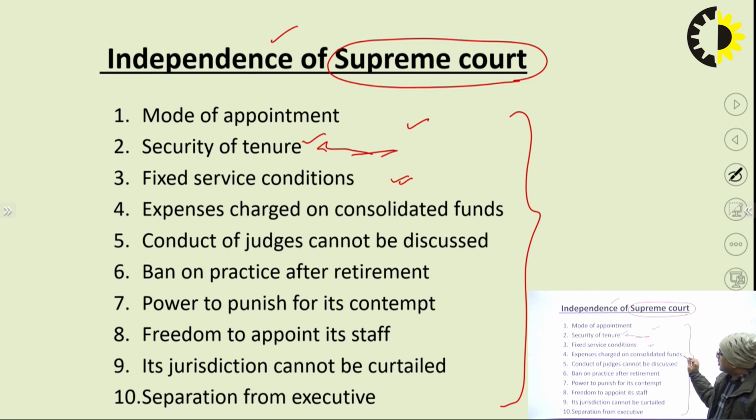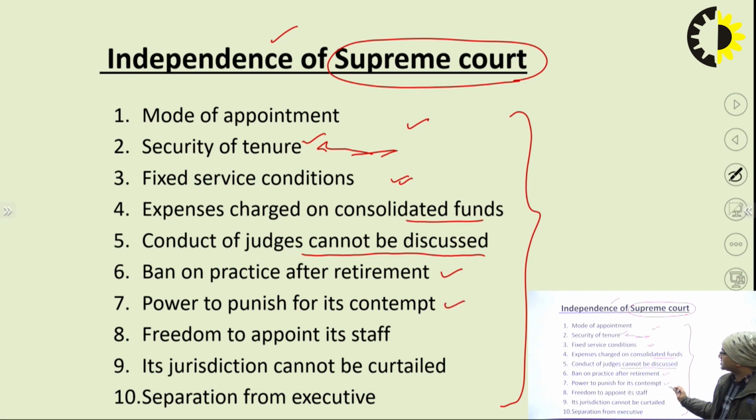Then expenses: all the expenses of the judiciary are charged from the consolidated fund of our country. And an important thing is that the conduct of judges cannot be discussed in parliament. So whatever decisions are given by judges cannot be discussed or criticized in the parliament of our country. Besides this, there is also a ban on practice after retirement. If a judge has retired from the Supreme Court, then they are not permitted to practice further, because they may take undue advantage or influence the current judges.